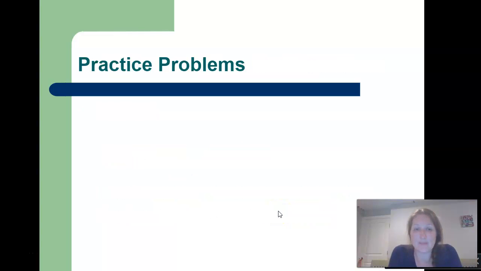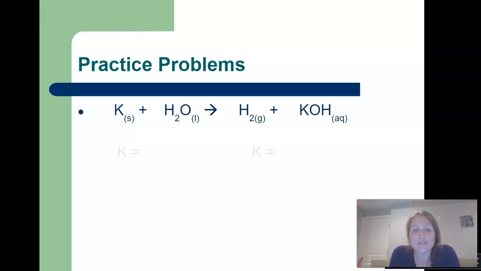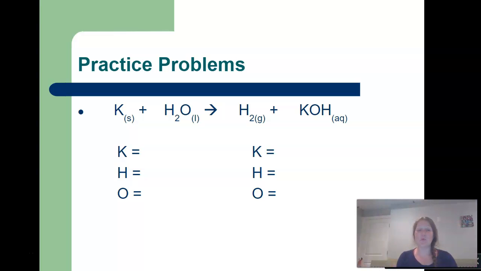Okay, so that was my first example. Here's my next example. So again, I'm going to chart it out. I'm going to count my potassiums, my hydrogens, and my oxygens, and notice I keep the elements in the same order on both sides, even if they're not in that order, because it's easiest to compare. So on the left, I have 1 potassium. On the right, also 1 potassium. Okay? On the left, I have 2 hydrogens. On the right, I actually have 3 hydrogens. I have 2 here and 1 here.